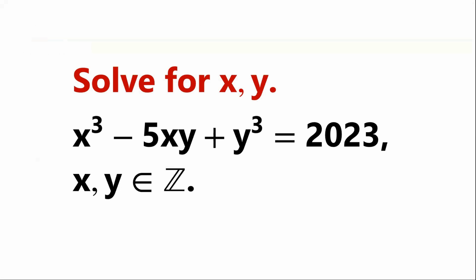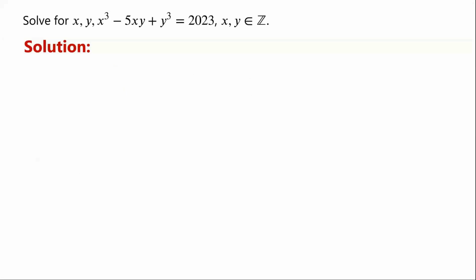Solve for integers x and y. x cubed minus 5xy plus y cubed equals 2023. This is a Diophantine equation. There are two variables and one equation, so there might be more than one solution. How to solve this equation?